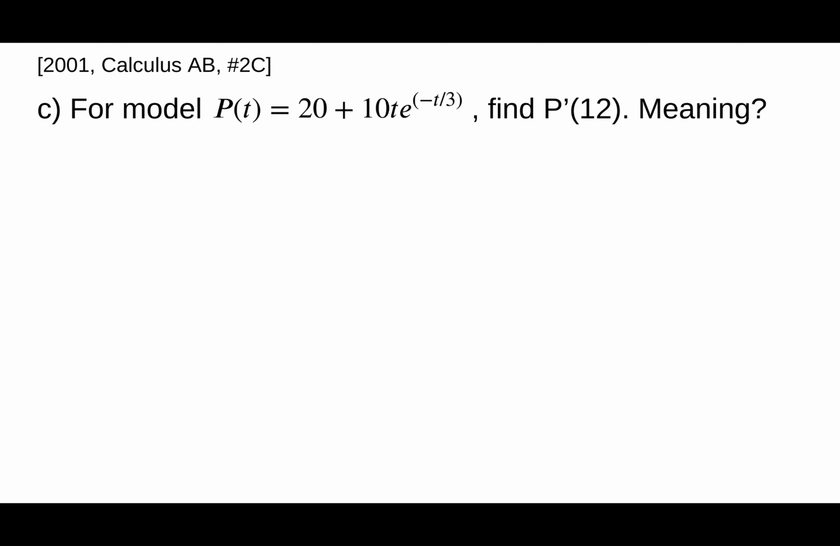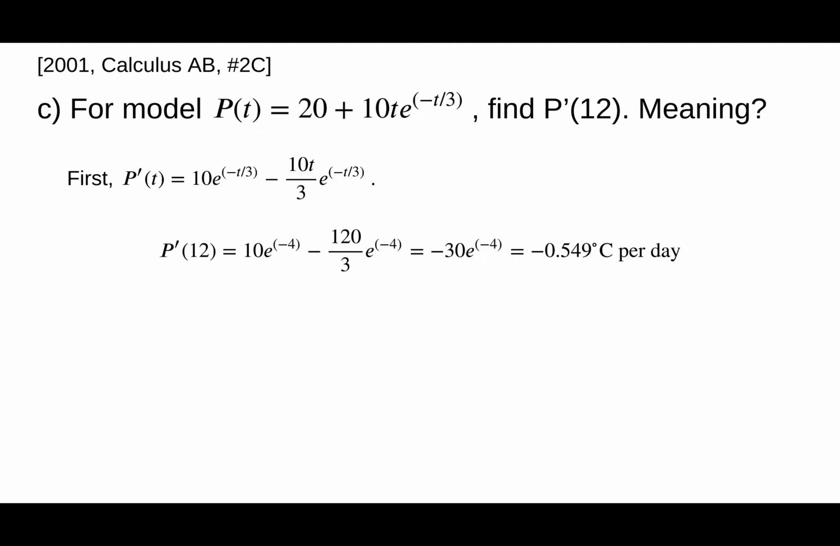In part C, the model P of t equals 20 plus 10t e to the minus t over 3 is suggested as a possible model for this data, and then we are asked to find P prime of 12 and give its meaning. Well, first we can find P prime explicitly. That's just a little bit of calculus, derivative finding. We will need the product rule, 10t times e to the negative t over 3. So we would have 10 times e to the negative t over 3 minus 10t over 3, e to the minus t over 3. You could simplify that a bit if you wanted to. There's no need to do it here.